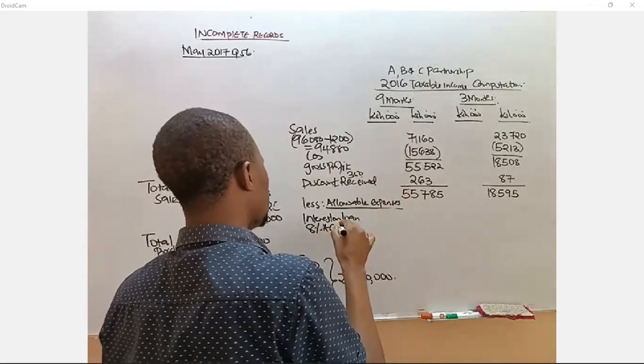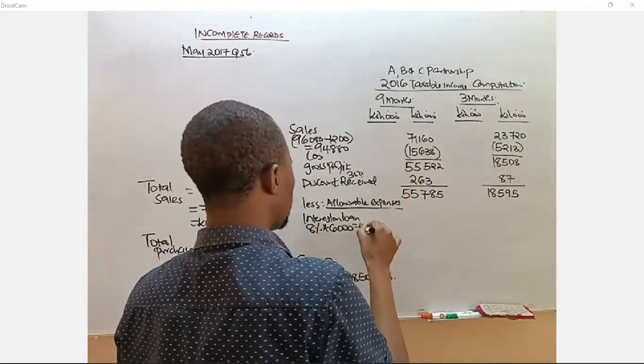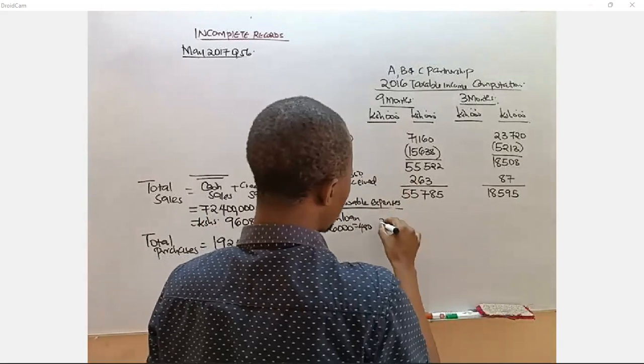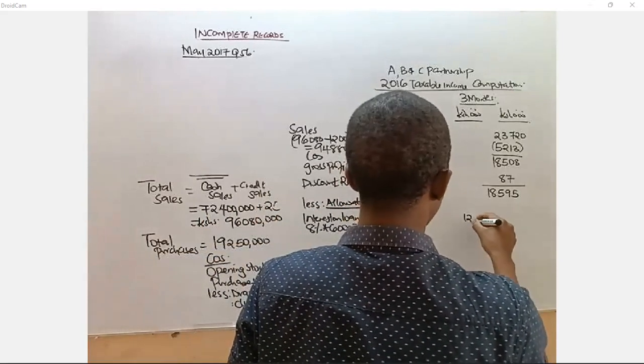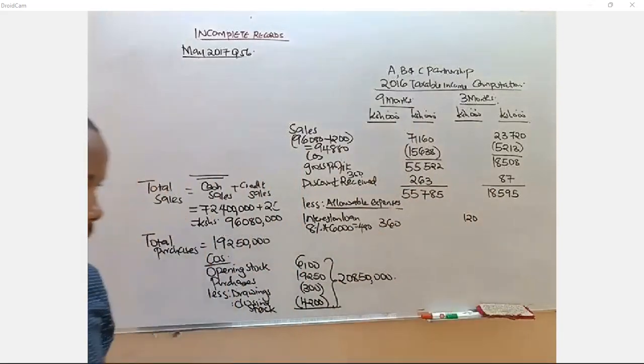8% of 6,000, getting 480. So the first one should be 360. The other should be 120. Now, after the interest on loan, we are supposed to be looking on the next expense. I can see on additional information number 2, we are looking on electricity.